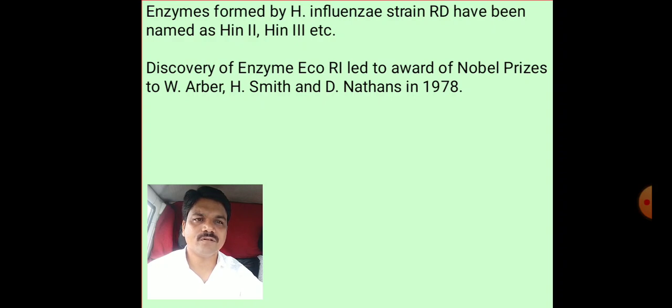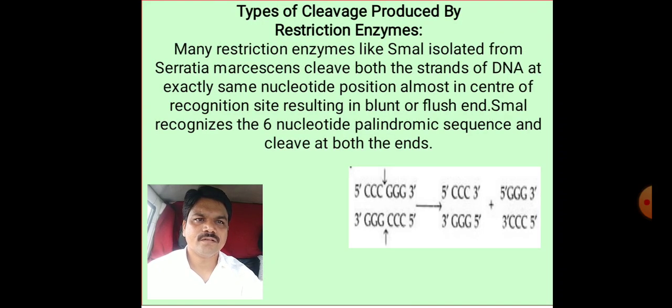Discovery of enzymes like EcoRI led to the award of Nobel Prizes to W. Arber, H.O. Smith and D. Nathans in 1978. Types of cleavage produced by restriction enzymes.